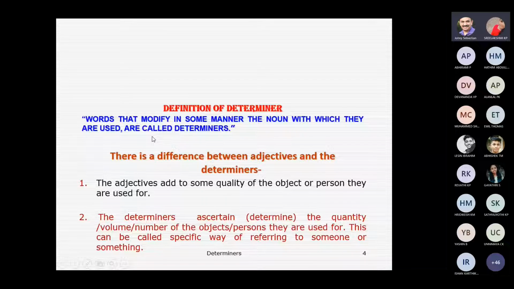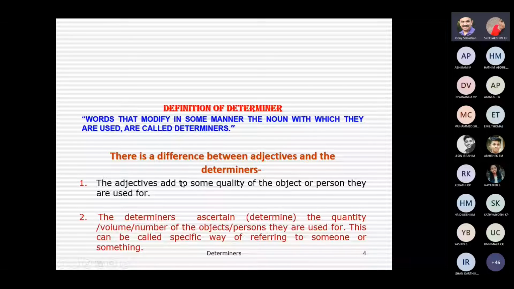We will explain with the examples. There is a difference between adjectives and determiners. Adjectives add some quality to the object or person they are used for. When you say he is an honest boy, he is an honest man, honest is used as an adjective because that is giving us the quality of the noun.